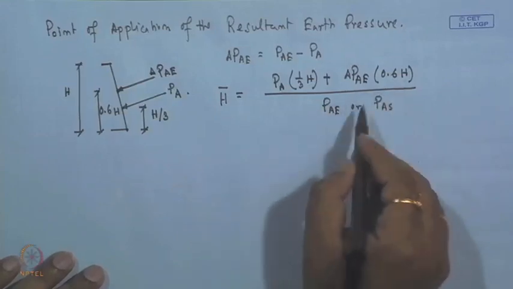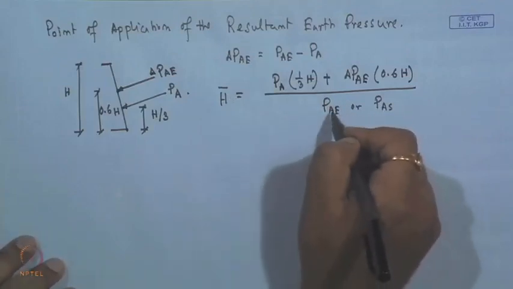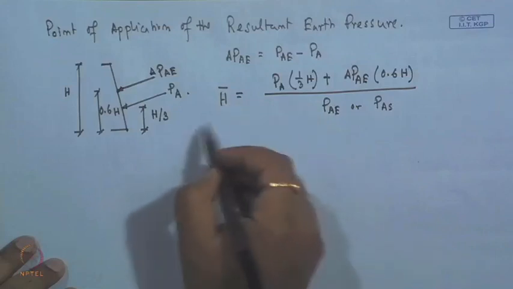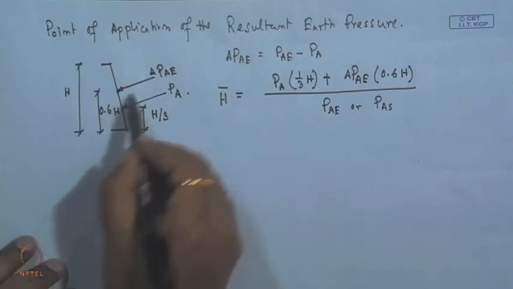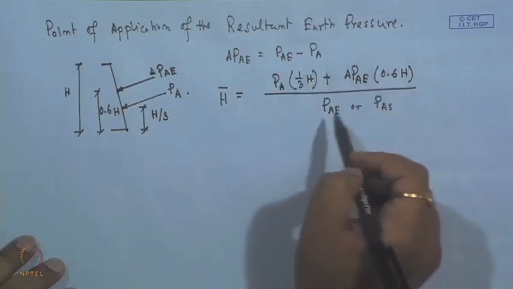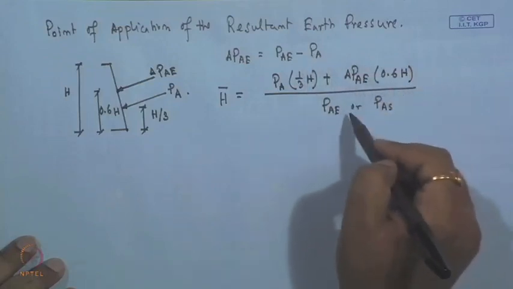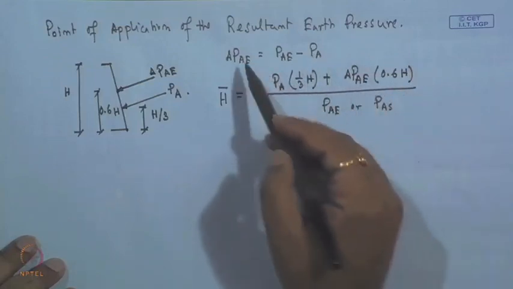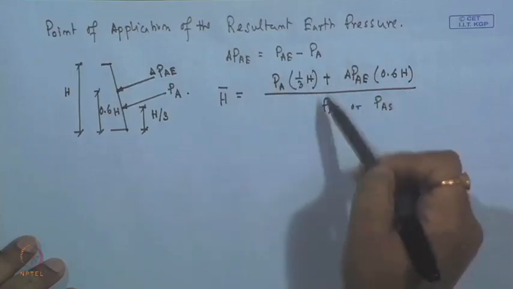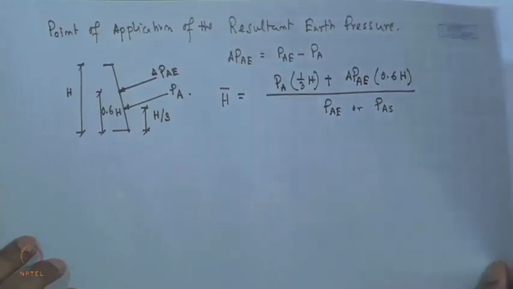So, in this way we can determine the resultant force that is acting. Suppose this force is acting at a height h bar from the base of the wall. First we calculate P_A, then we calculate P_AE or P_AS, then we calculate delta P_AE, and then we put all these values here, and we will get the h bar value. So, this is the calculation of earth pressure under seismic condition and the resultant force.